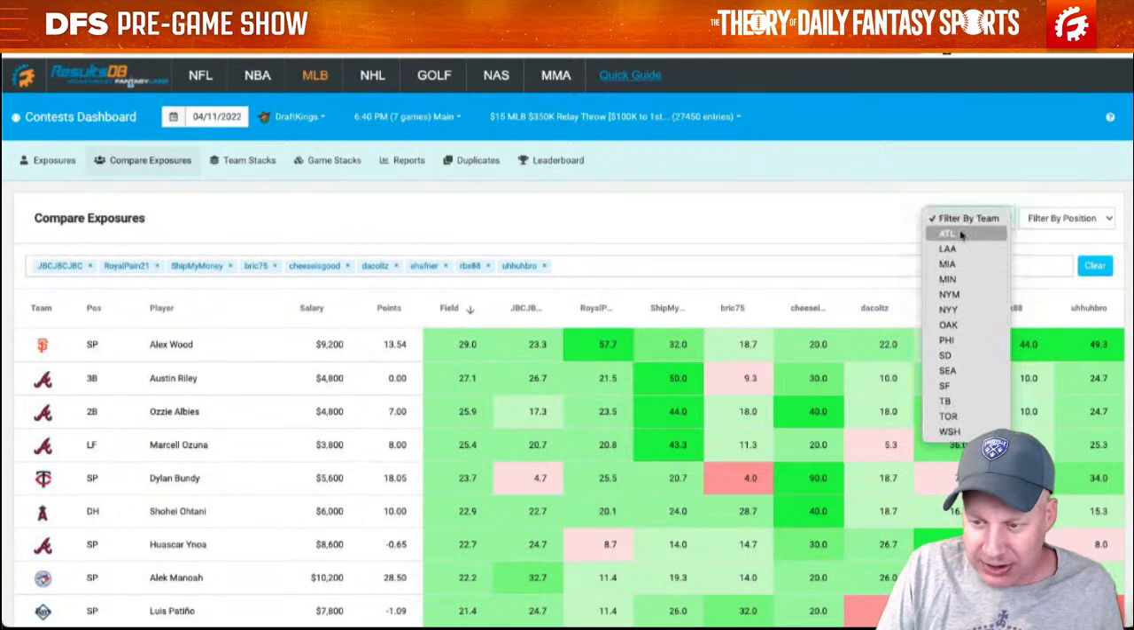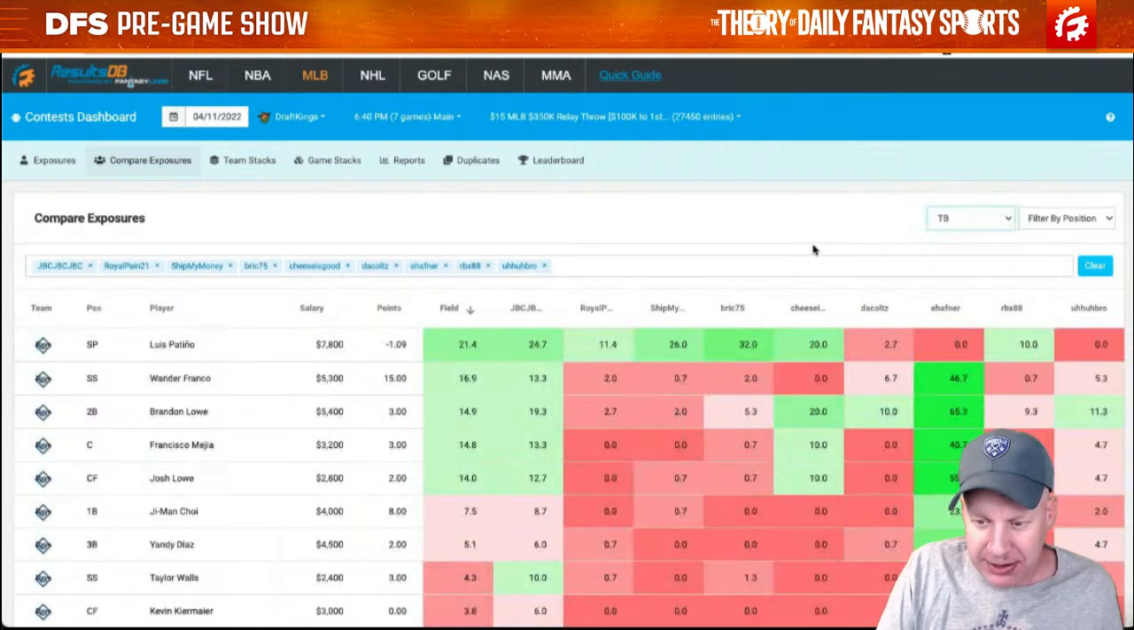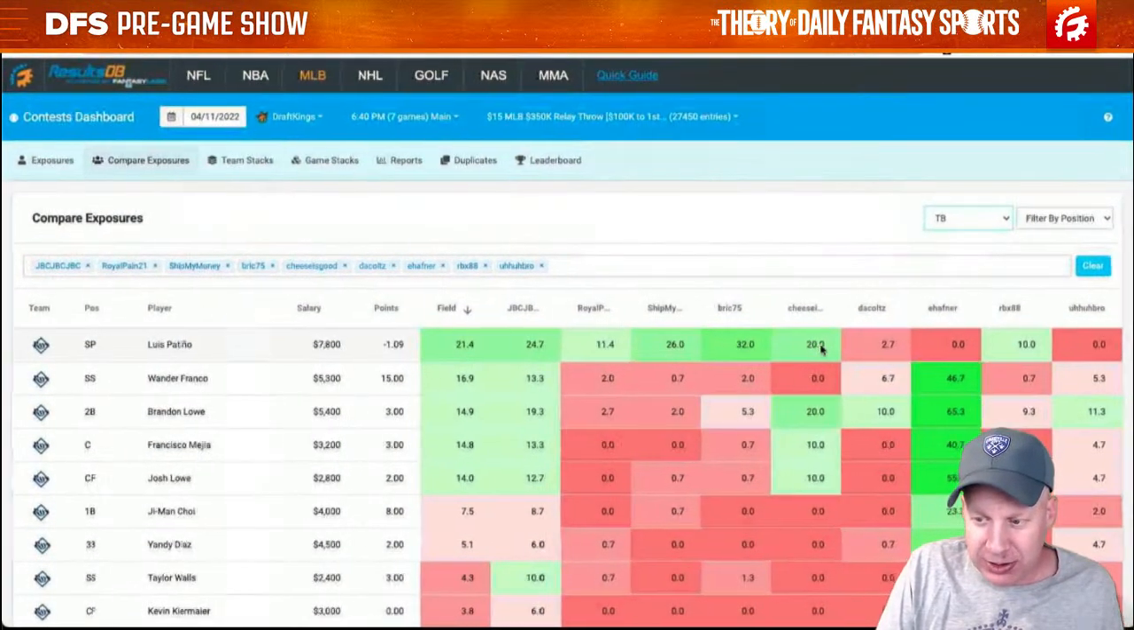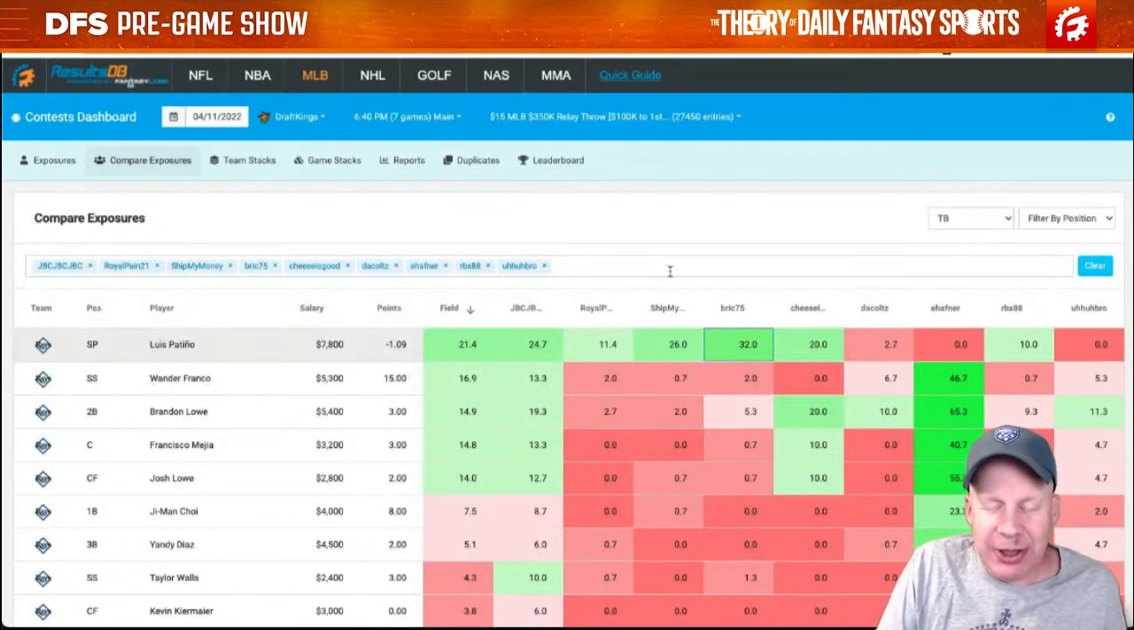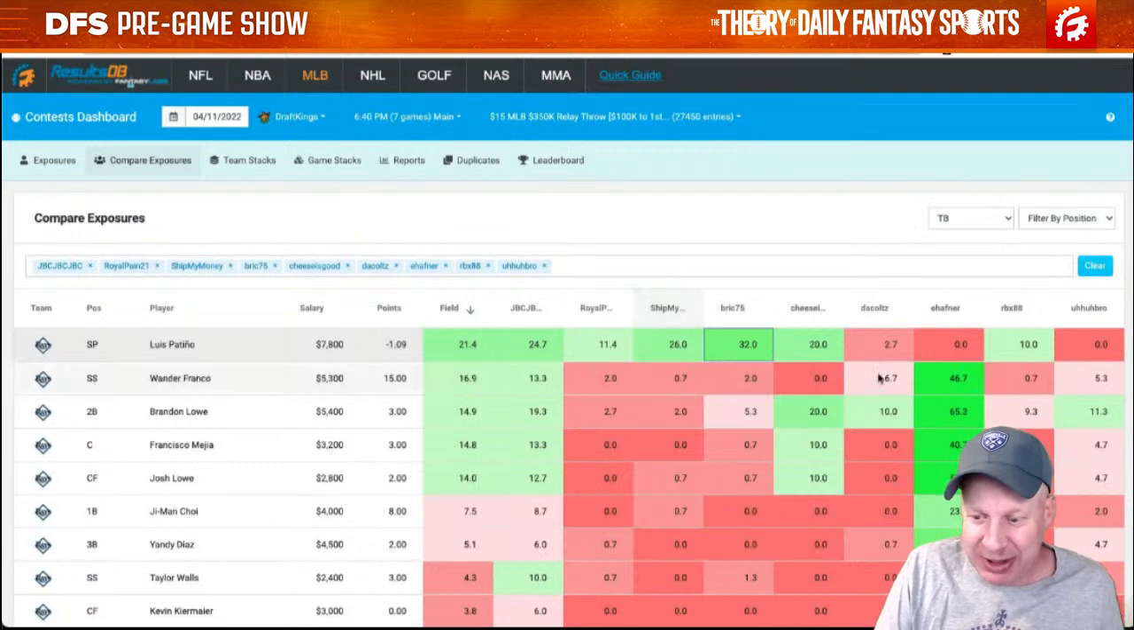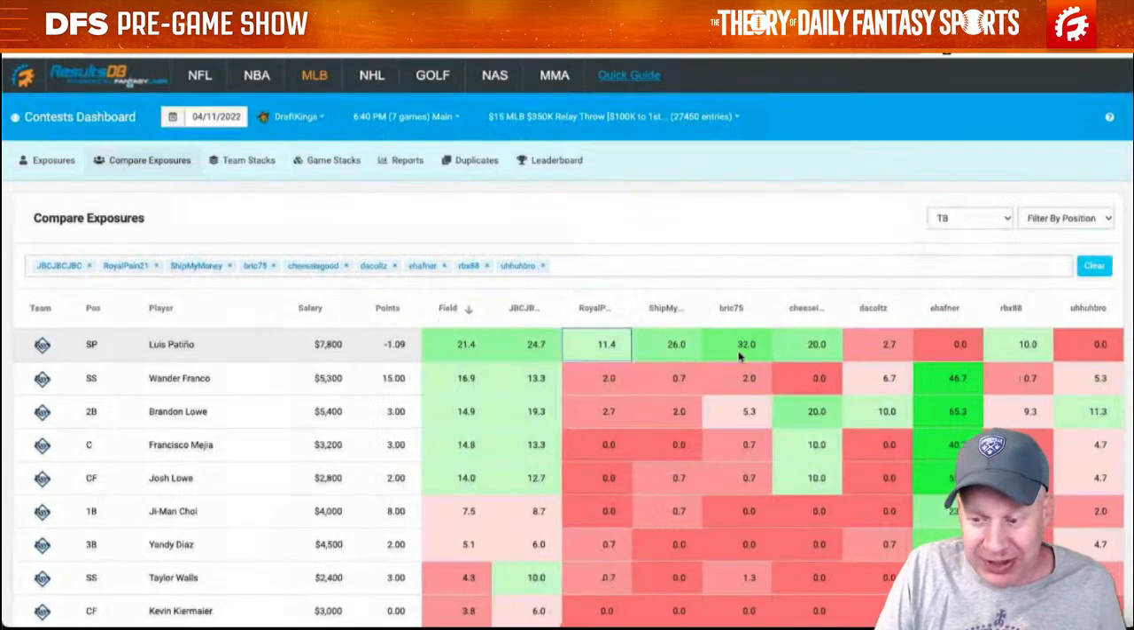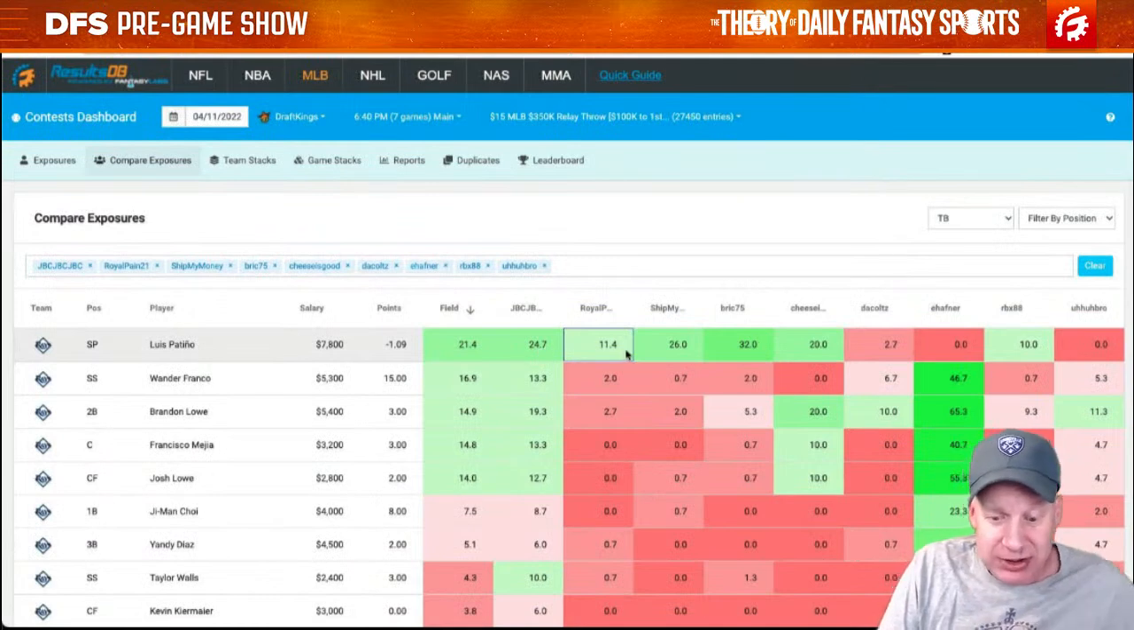Okay, so let's go to Tampa Bay. Luis Patino, based on who I've saved here, was 21% owned, and Brick had 32. I understand on DraftKings, playing 2 pitchers on yesterday's slate, tough, right? But the Colts 2.7, Hafner had 0, Ahabro had 0, RBX 88 at 10, Royal Payne at 11. More often than not, a little bit under in general.